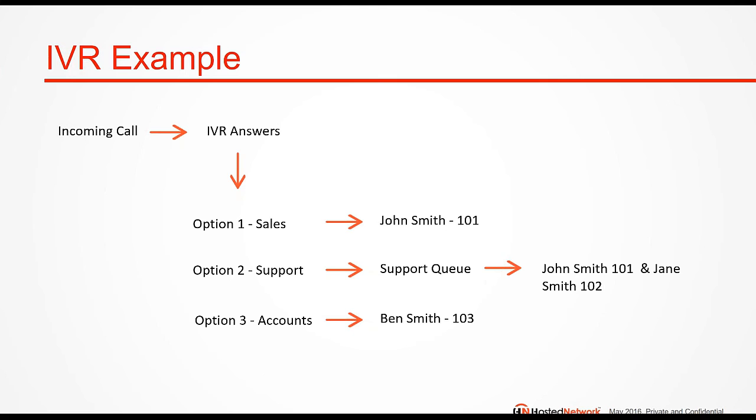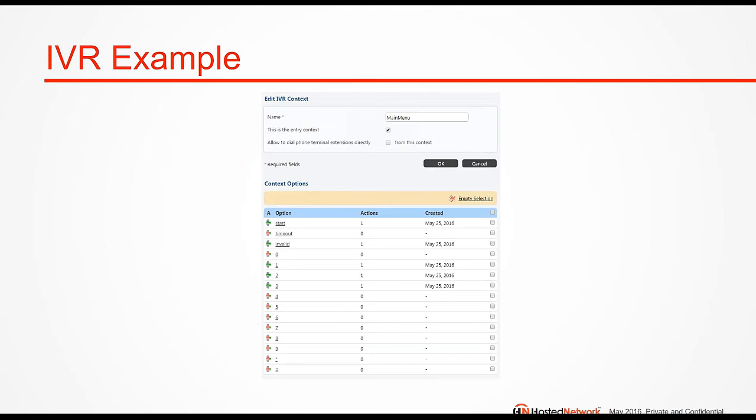Now in the actual VoIP Now system, what you'll see is the screenshot that you can see on your screen now. It's an IVR with a context. A context is essentially just a group of the initial creation of the items that you have. You can see that you have a start option, timeout, invalid, and a 0 to 9, and star and hash. So essentially every possible outcome that someone can press on a phone.